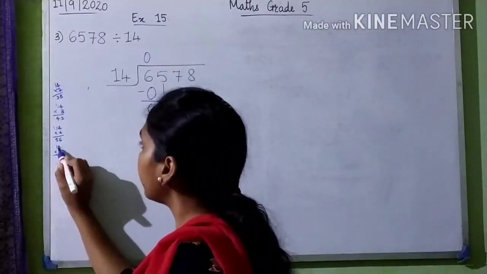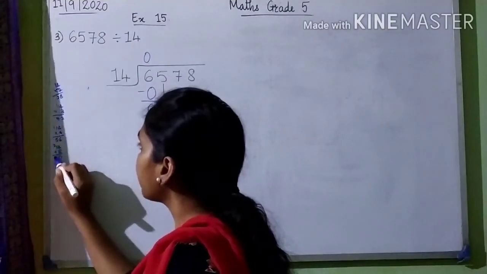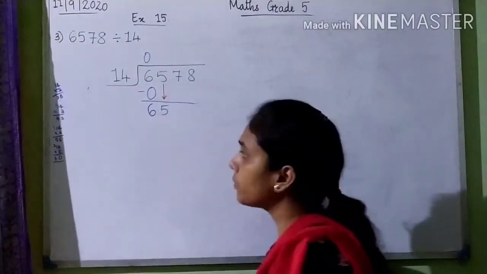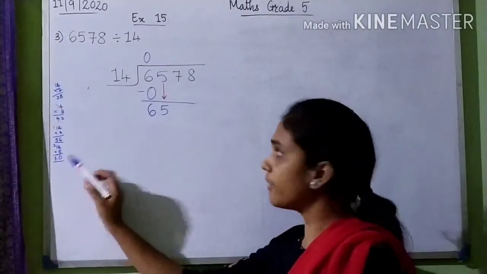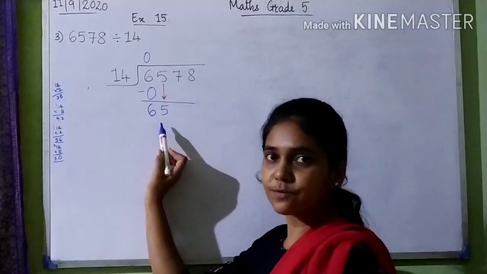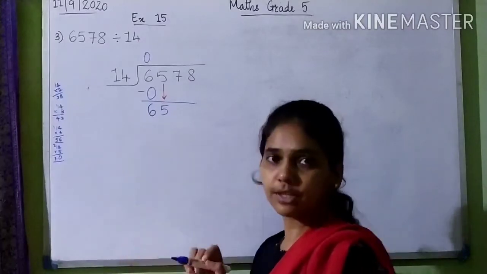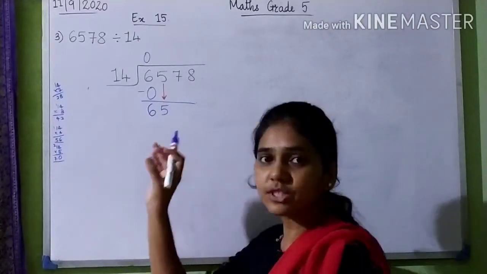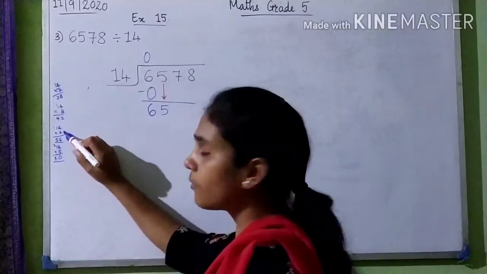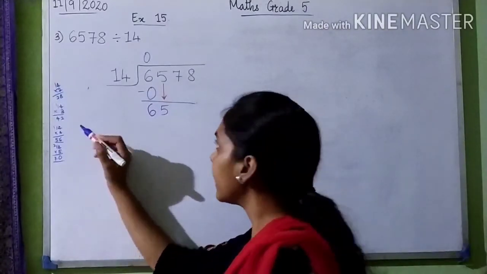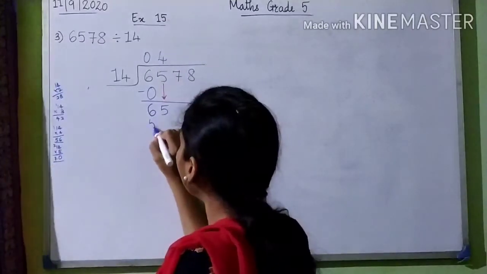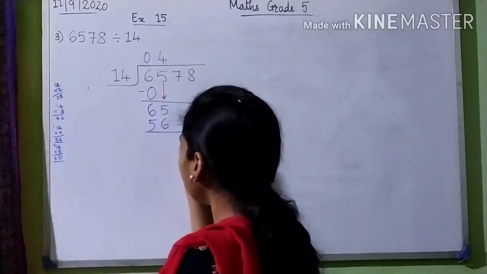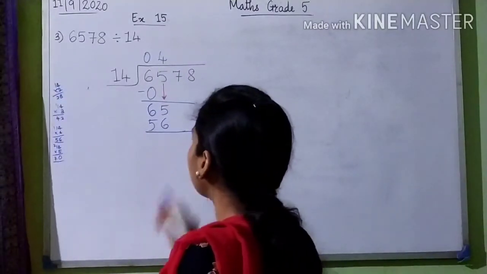5 4s are 20, 5 1s are 5, 6, 7. So now what we get is 14 into 5 is 70. 70 is greater than 65, so we cannot take 14 into 5. We have to take a number which is lesser. So 14 into 4 is 56, so we can take 4. Now we have to subtract this.